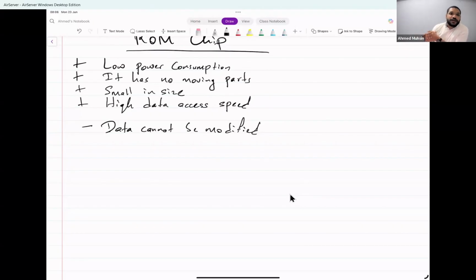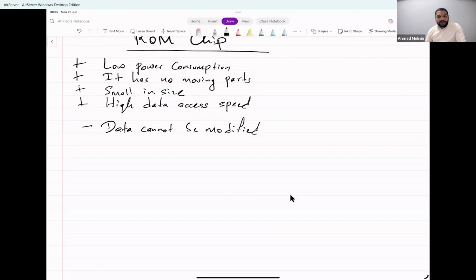And then the last one is what? High data access speed. Okay. SSDs, we say solid state drives. We'll be learning it later on. Accessing data on an SSD is so much faster than HDD. Everybody okay with this? Okay. So just keep these in mind.